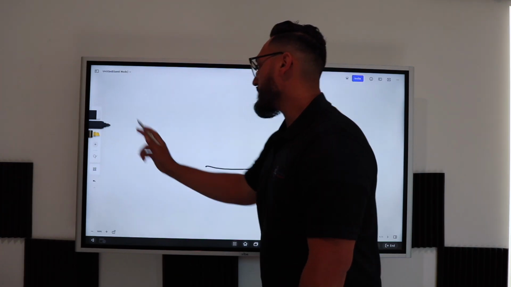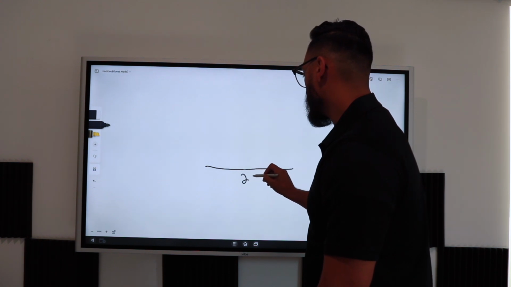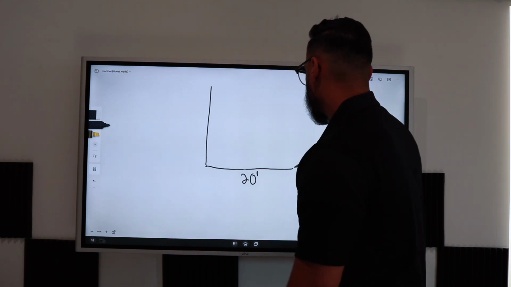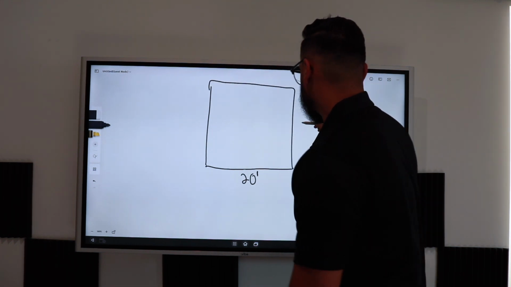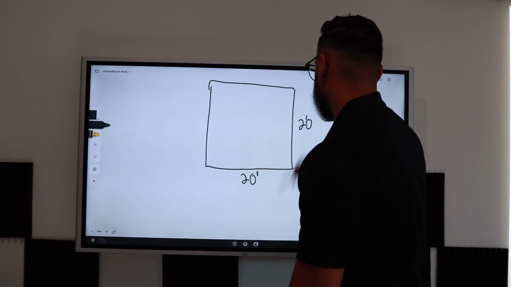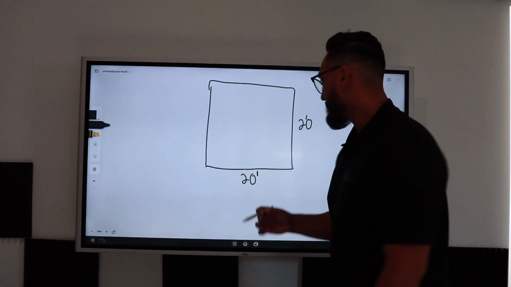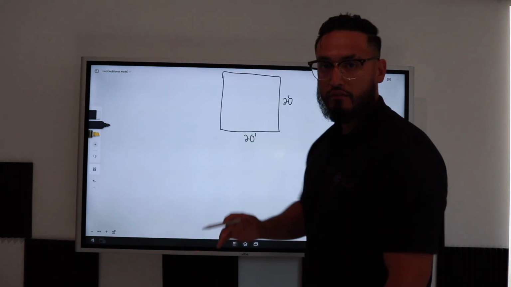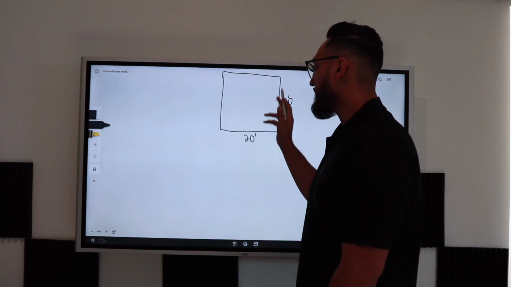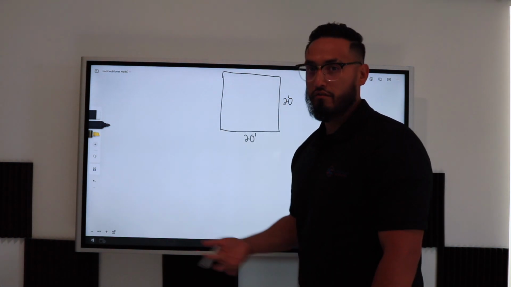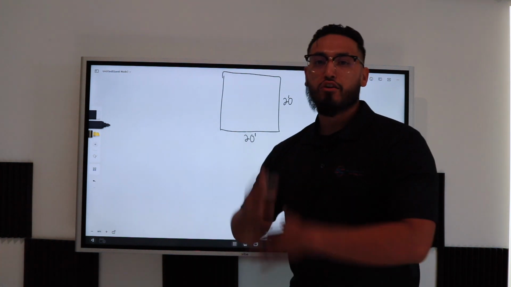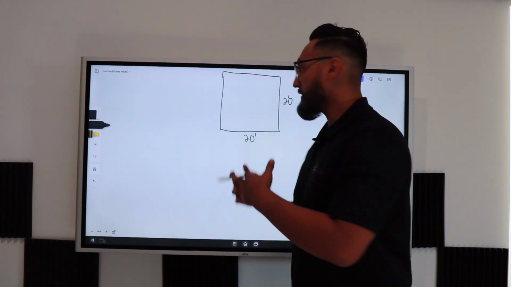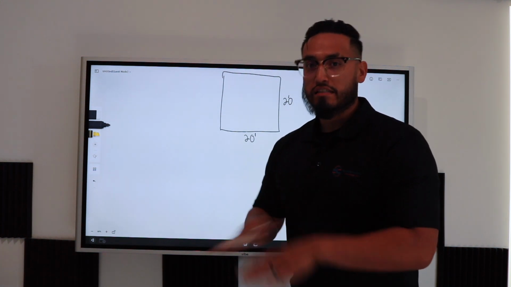Let's just say you have a 2-car driveway, right? So it's 20 feet wide by 20 feet long, and it's 4 inches thick. First, you need to calculate the square footage of the area of the driveway, right? And keep in mind, not all driveways are gonna be a perfect square. I'm just giving you the formula on how to calculate a basic slab, right?